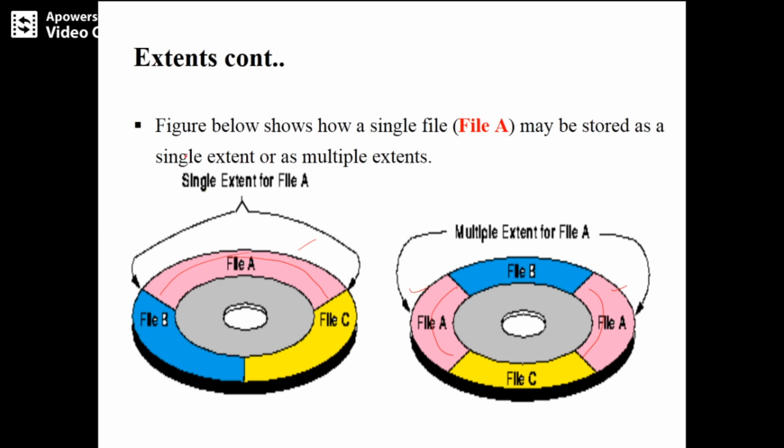So you can have a single file, that is file A, and it may be stored as a single extent or as multiple extents. It might sometimes be more than 2 also. So file A can be in a single extent or spread over more than one extent. That is also possible in the case of extents.